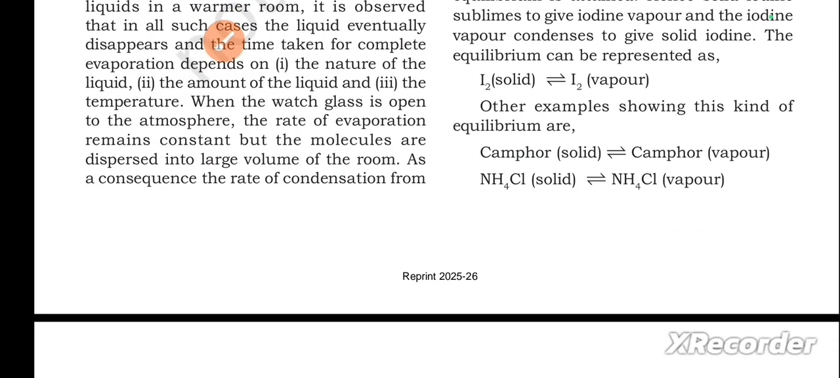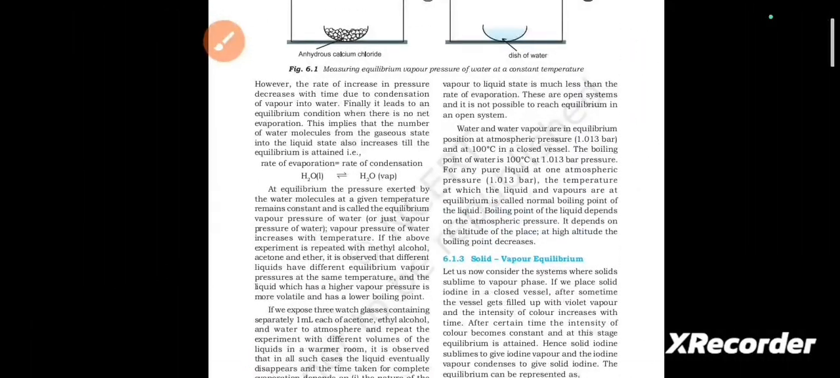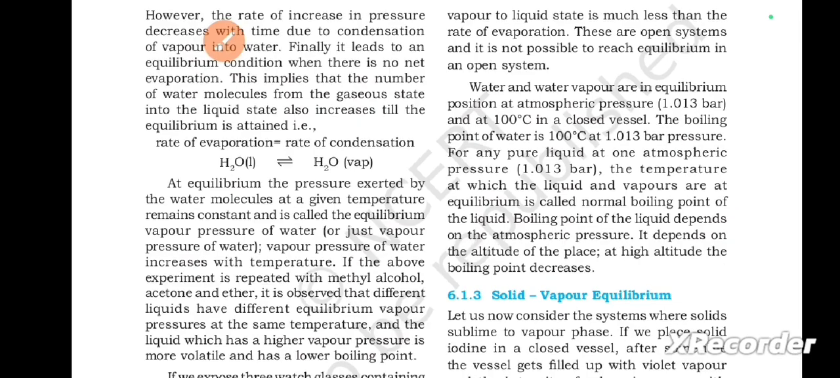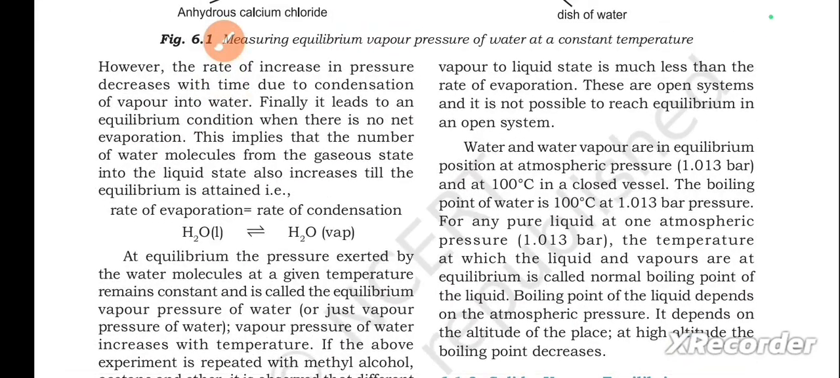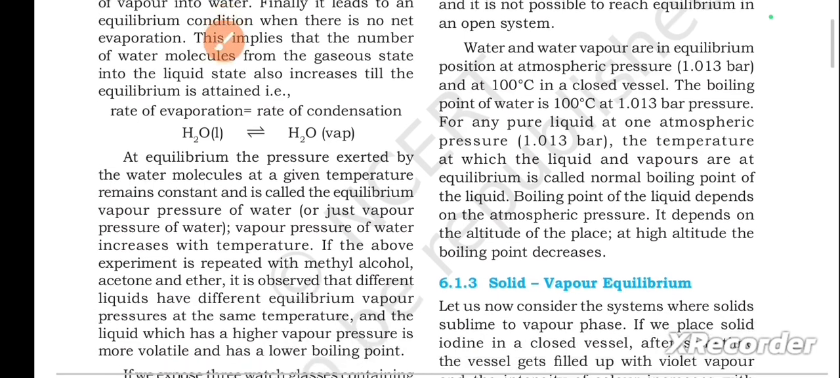When the watch glass is open to the atmosphere, the rate of evaporation remains constant, but the molecules are dispersed into a large volume of the room. As a consequence, the rate of condensation from vapor to liquid state is much less than the rate of evaporation. These are open systems and it is not possible to reach equilibrium in an open system.